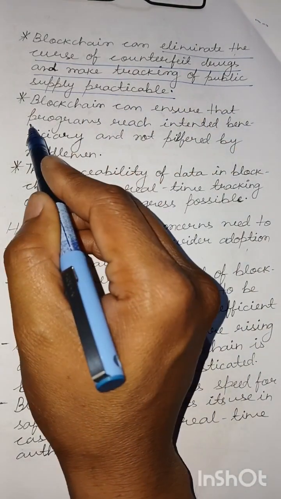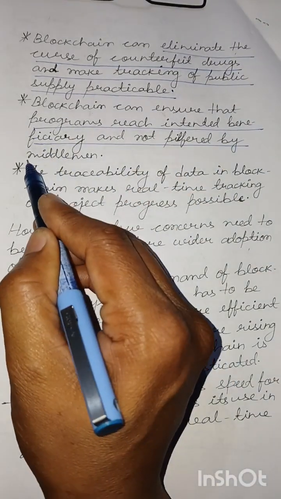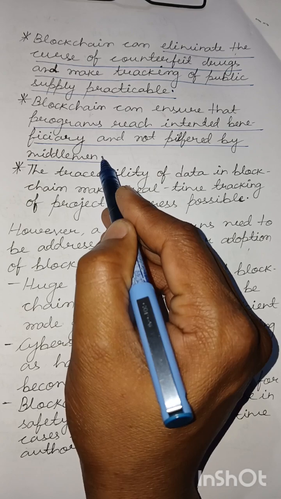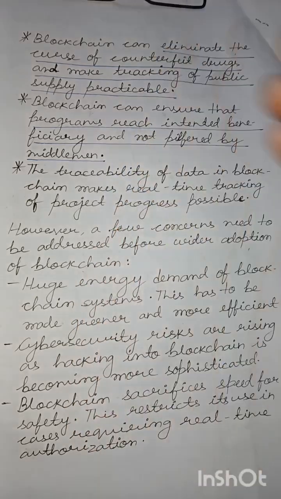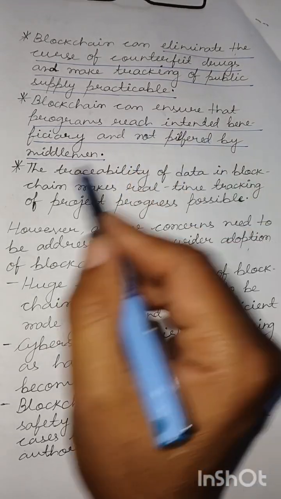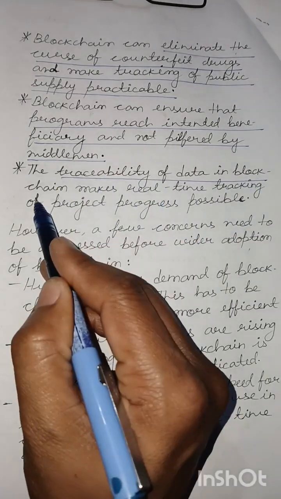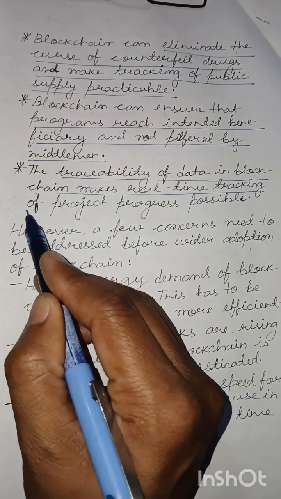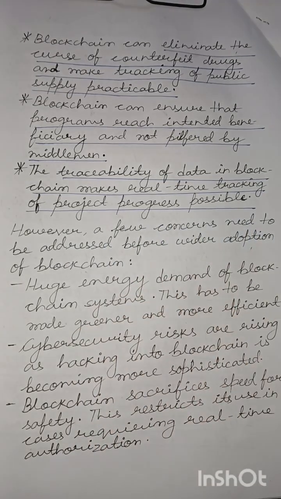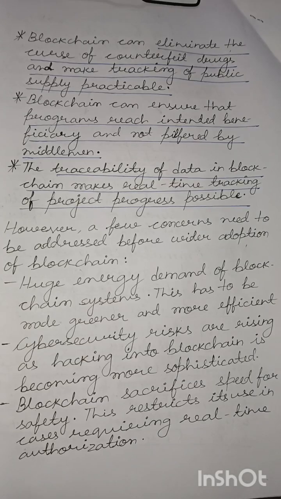Blockchain can ensure that programs reach the intended beneficiary and are not pilfered by middlemen. Again, you cannot impersonate, because that would not be possible, and the blockchain network would inform every node of the network that someone has attempted to tamper with the data. The traceability of data in blockchain makes real-time tracking of project progress possible. Now the point is, what are the concerns that have to be addressed before wider adoption of blockchain?